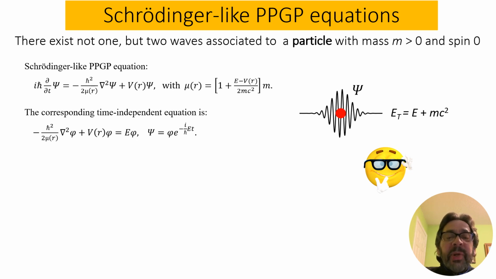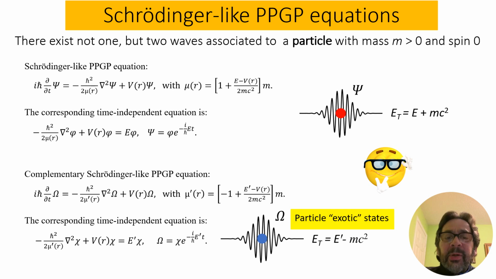If you look at this equation and you substitute mu by the mass of the particle, this is the Schrodinger equation. But mu is the effective relativistic mass of the particle, a local function of the position of the particle. The corresponding time-dependent equation is given below.